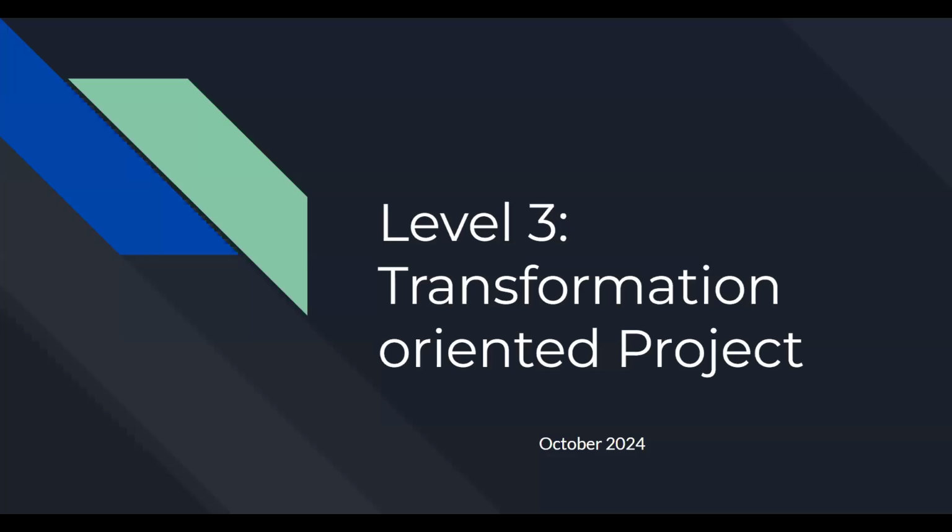This short video is about setting up a Level 3 project plan in Rev 7.9 with outcomes of transformation. This is a transformation-oriented project.